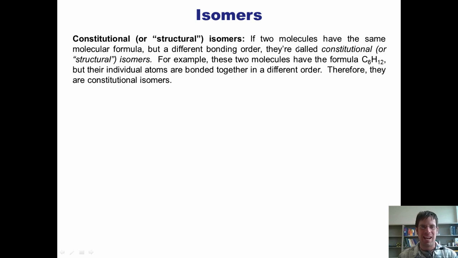And now to our last subject, different kinds of isomers. Here are the different types of isomers defined. First, if we have 2 molecules that have the same molecular formula but a different bonding order, they're called constitutional or sometimes structural isomers. For example, these molecules right here, I wrote 2 molecules, but there's actually 3, all have the formula C6H12. But their individual atoms are bonded together in a different order. Can you see that? So these are all molecules with the same exact formula, but they're just bonded together in a different order. These are constitutional isomers.